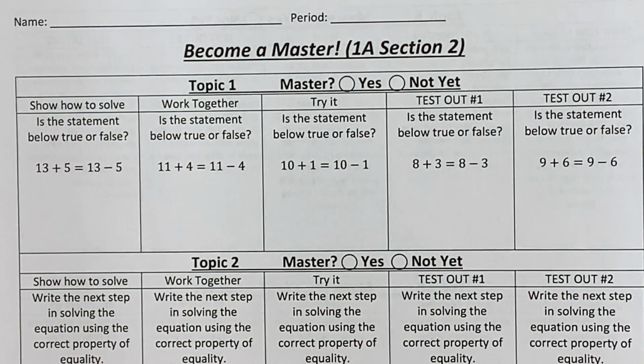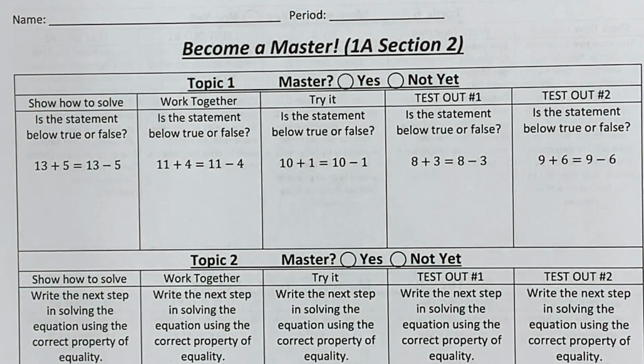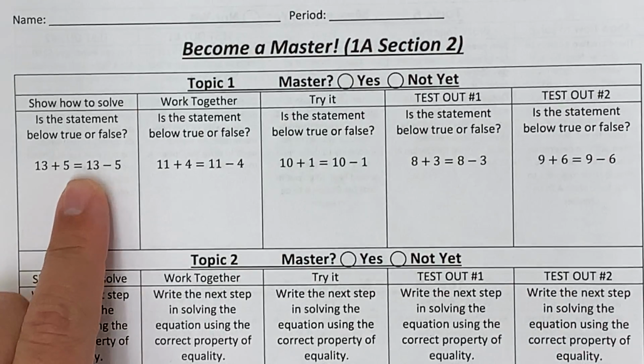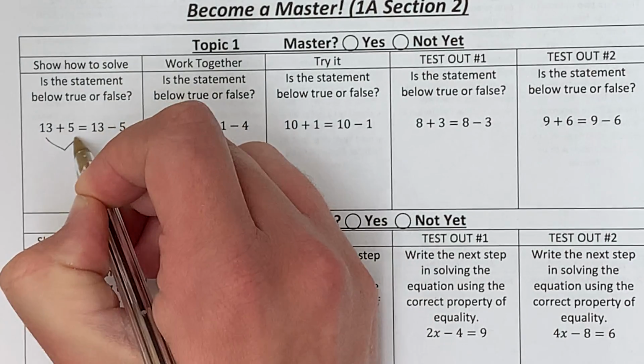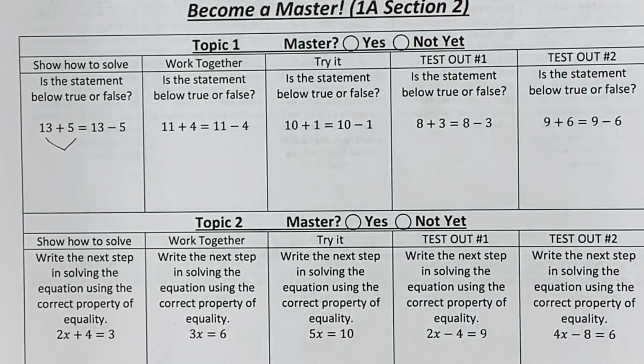All right, guys, let's go ahead and review section 2. Is the following statement below true or false? What I would recommend is don't just look at it and make a quick decision, just work it out. These are like terms, so we're going to combine those. 13 plus 5 is 18.